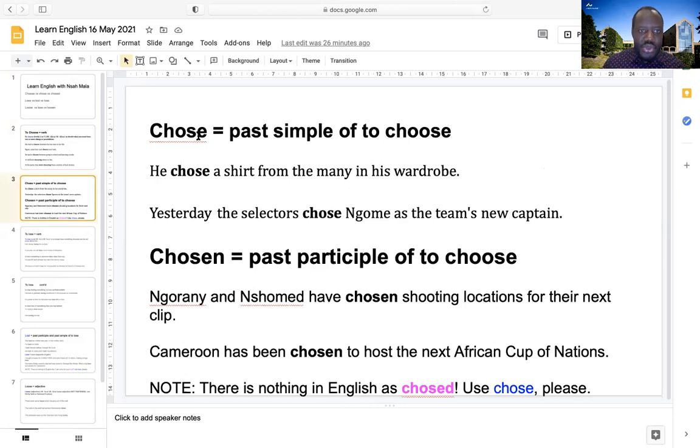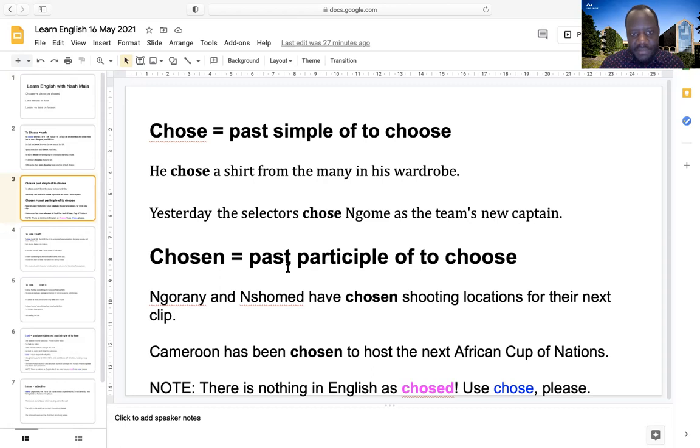Next, chose, the past simple of to choose. He chose a shirt from the many in his wardrobe. He chose, meaning in the past. In the past, he chose, maybe yesterday, maybe this morning, maybe 2 days ago, he chose a shirt from the many in his wardrobe. Yesterday, the selectors chose Ngome as the team's new captain.